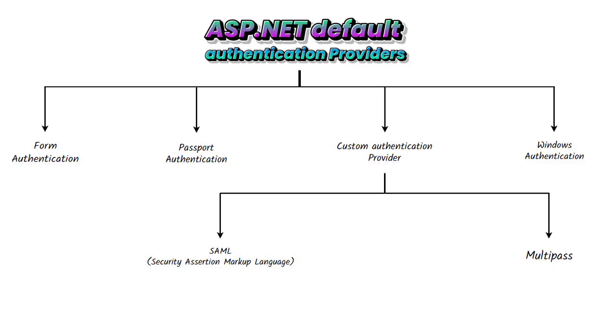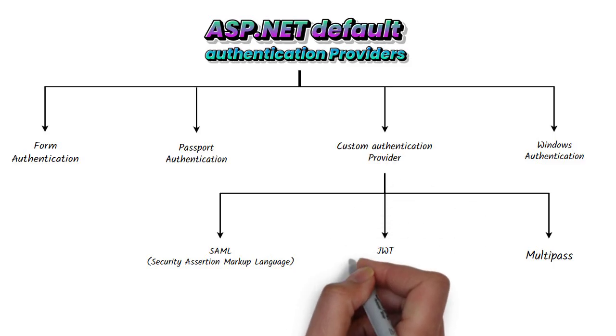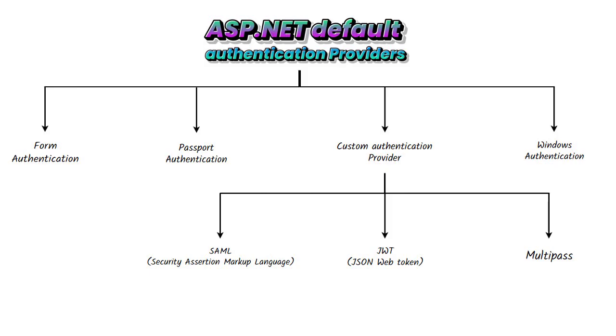So we have three components in SAML. First is assertion, which is user identity and roles. Second is protocol and third is binding. It works on three protocols like HTTP, SMTP and FTP. JWT, JSON Web Token. JWT is one of the most widely used modern application techniques. It stores user information as a claim inside a JSON object.